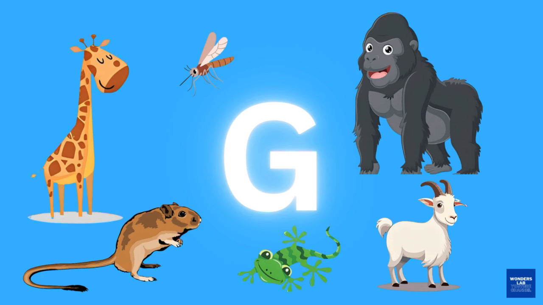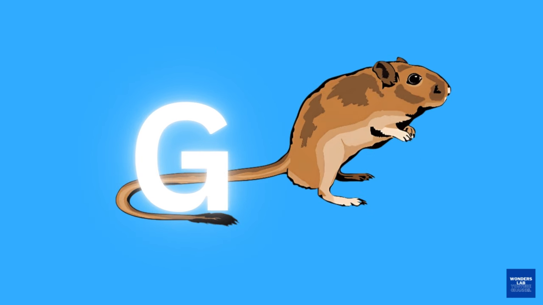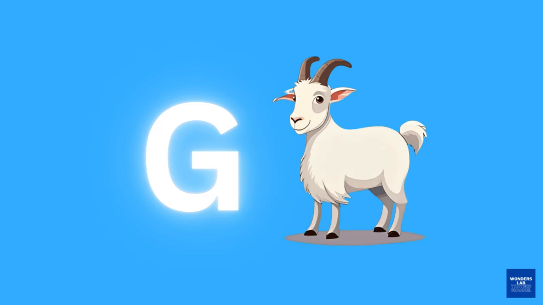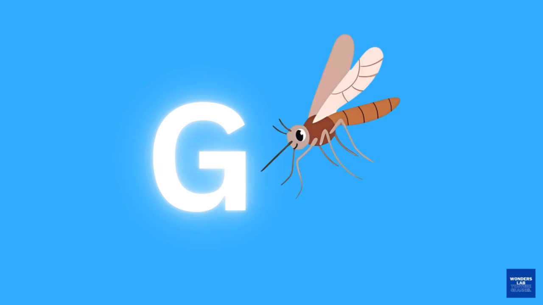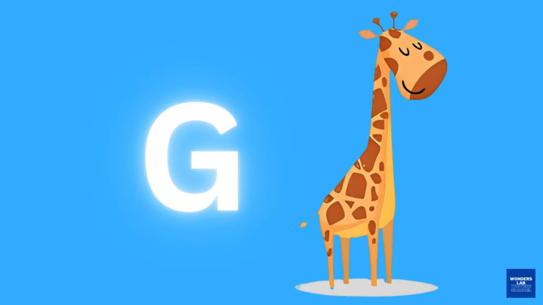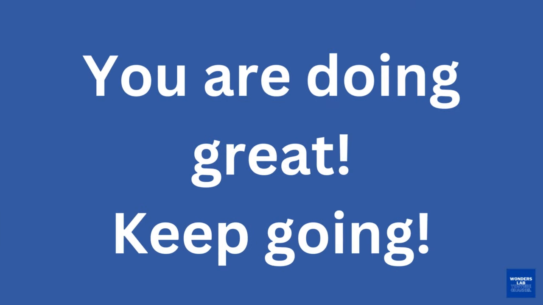Let's continue with G. G is for gerbil. G is for gecko. G is for goat. G is for gnat. G is for gorilla. G is for giraffe. You are doing great. Keep going.